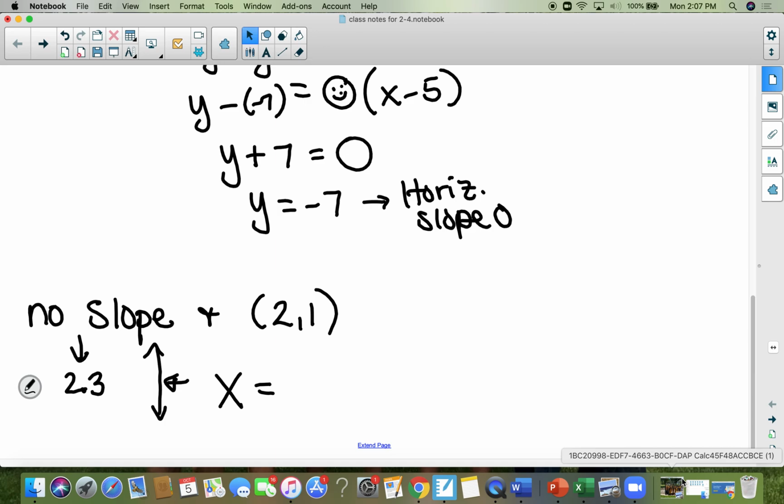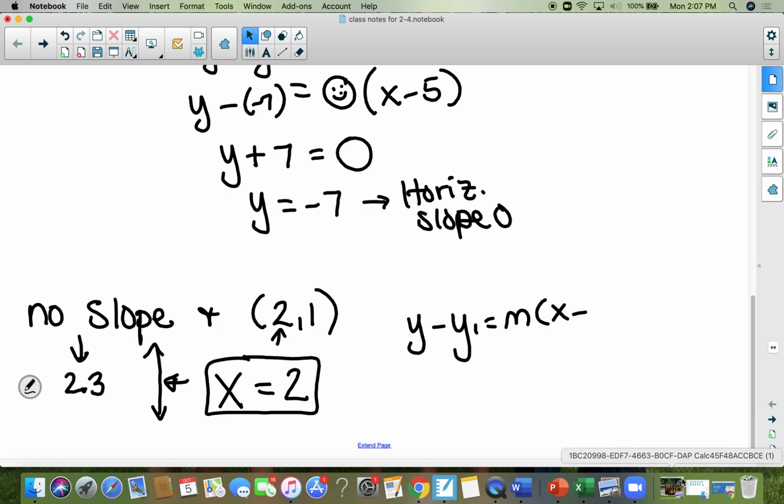No slope makes a vertical line. X equals what number? Well, X equals the number 2. That's all you do for this one. You can't do y minus y1 equals m, x minus x1, because remember, no slope only has one letter and only has the letter x in it. So be careful with that one.